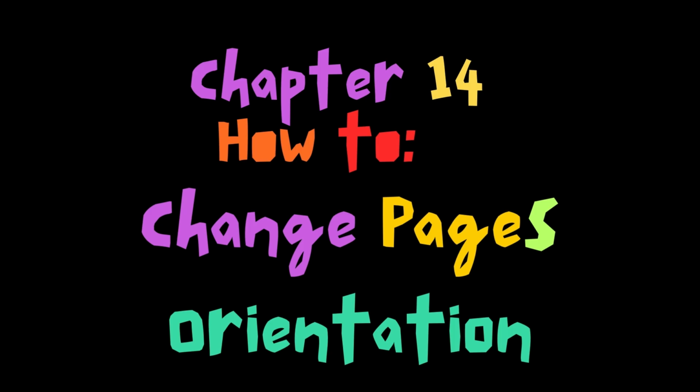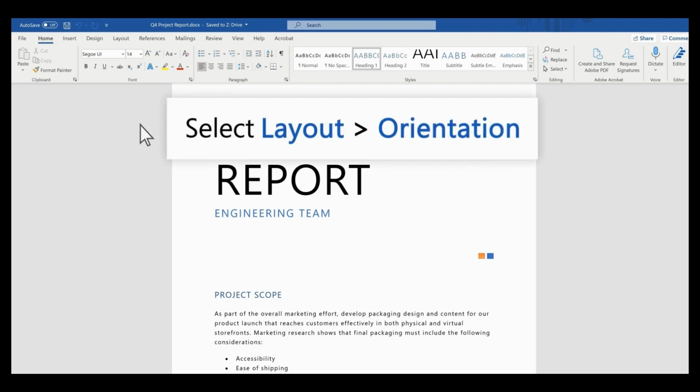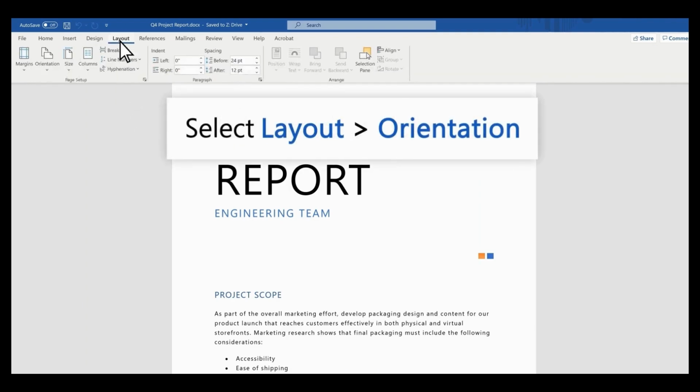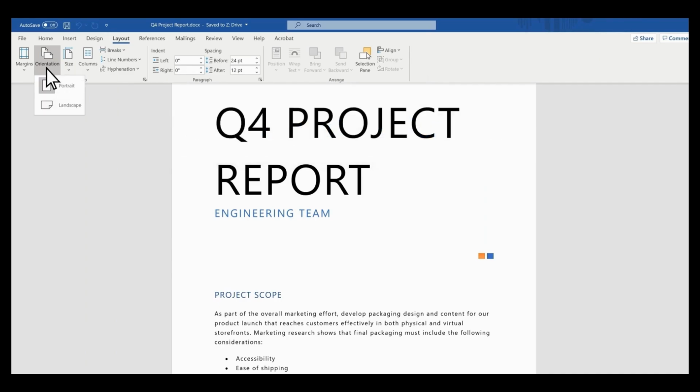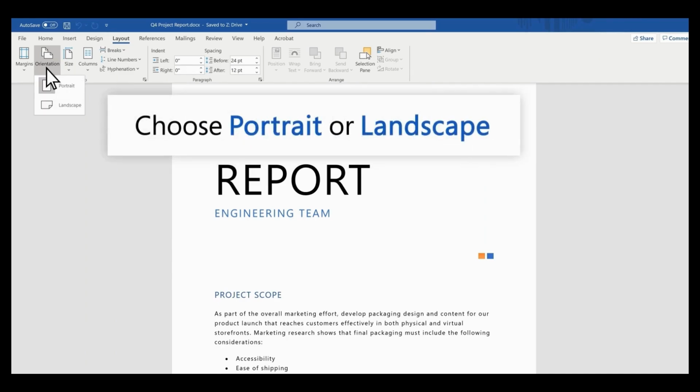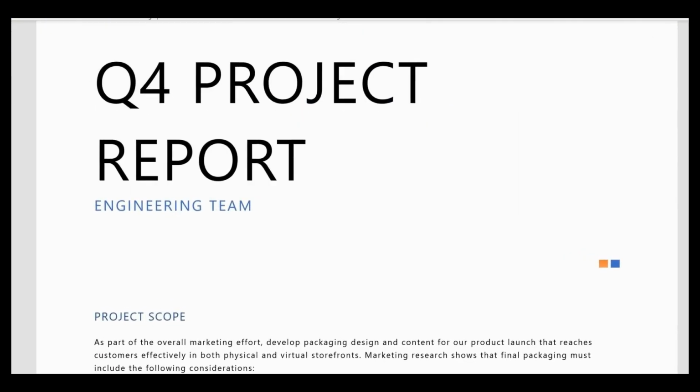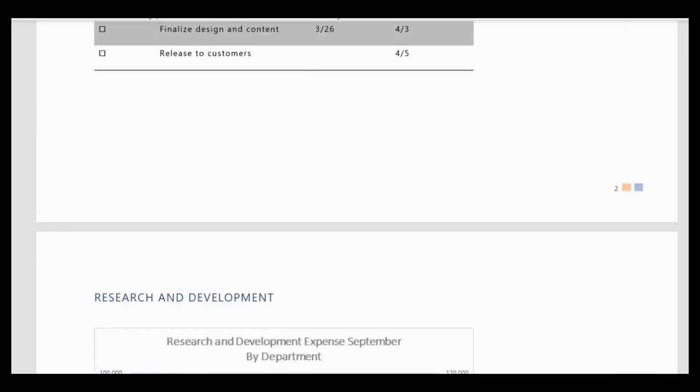Okay, how to change pages and the orientation of the entire document. You select layout and you select orientation. It's portrait and landscape. You get to choose which one according to the needs of what you want to do.